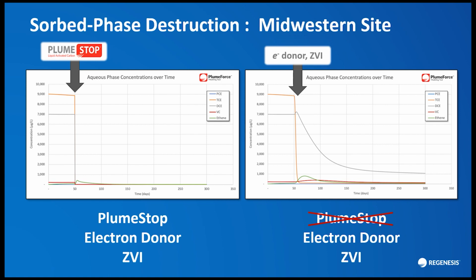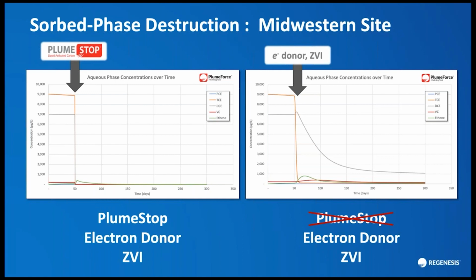So what does happen if we take out the plume stop? Well, we get something like this. A lot more of the daughter products would be visible, particularly the cis-DCE. The TCE is taken out pretty rapidly, but the other species less so, because zerovalent iron has a much slower impact on DCE, vinyl chloride, and the others. DCE vanishes, but basically from a design standpoint, we can see that plume stop takes the theatre of operation out of the groundwater and onto the sorb phase.